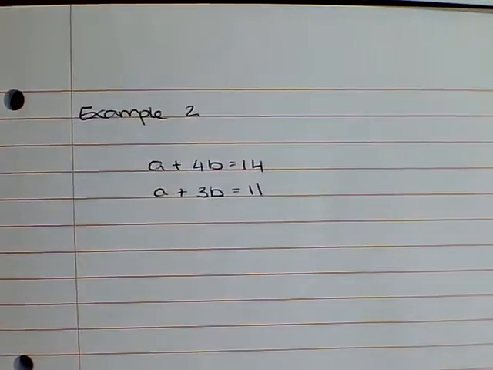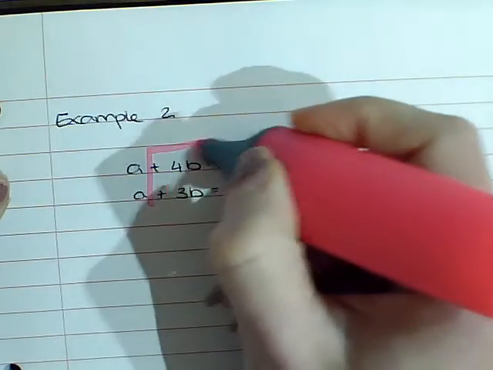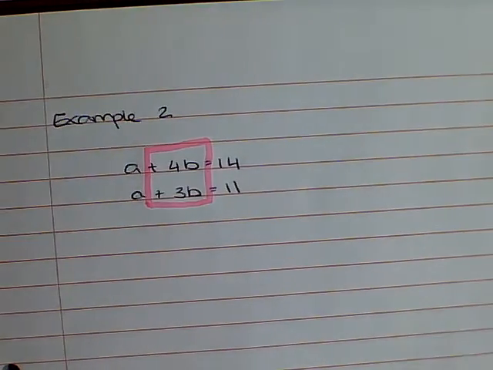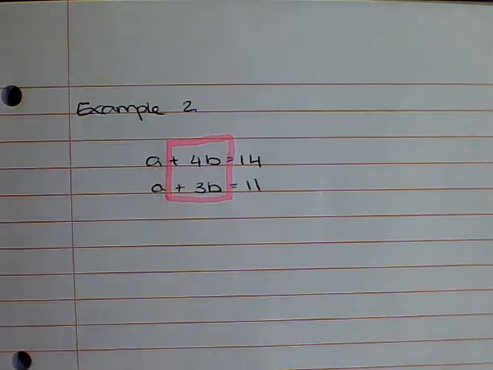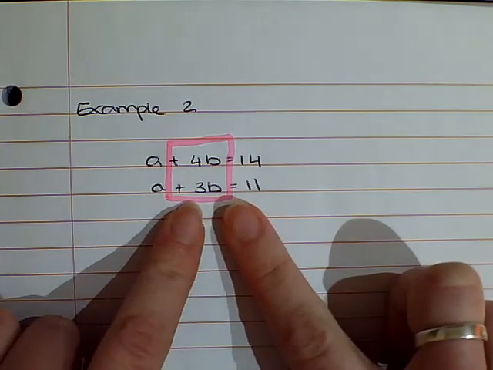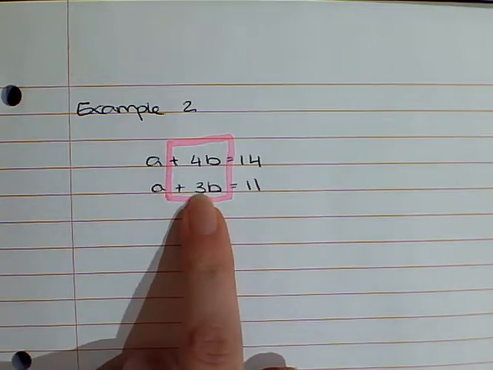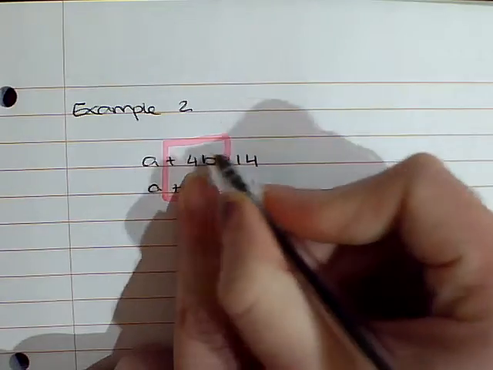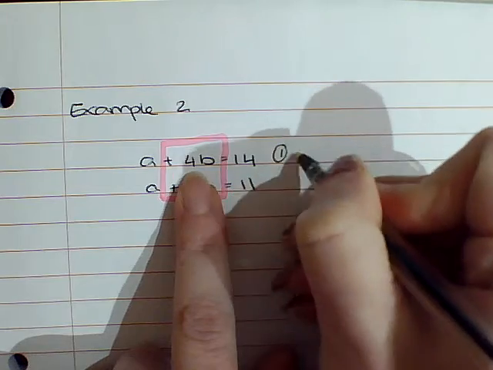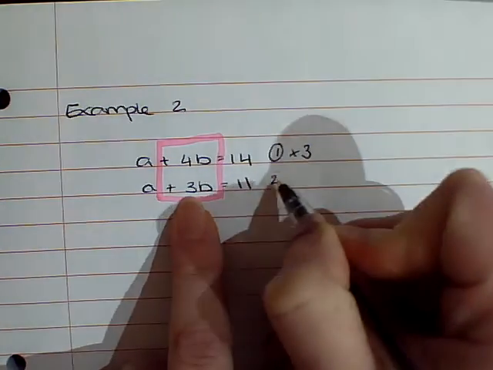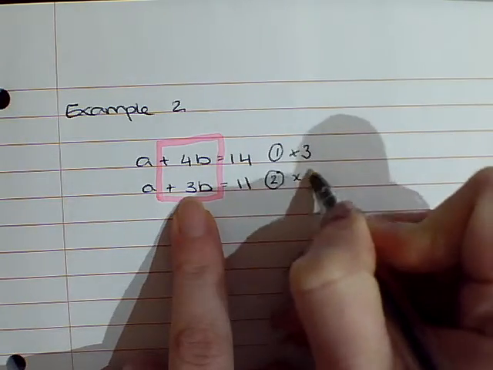Here I have another example. Remember, the first thing we want to do is make sure that these are the same. They are not the same. One is a 4 and one is a 3. I need to make them the same. Because this one's a 3, I am going to times this whole top equation, equation 1, by 3. And this equation here, equation 2, I'm going to times by 4.